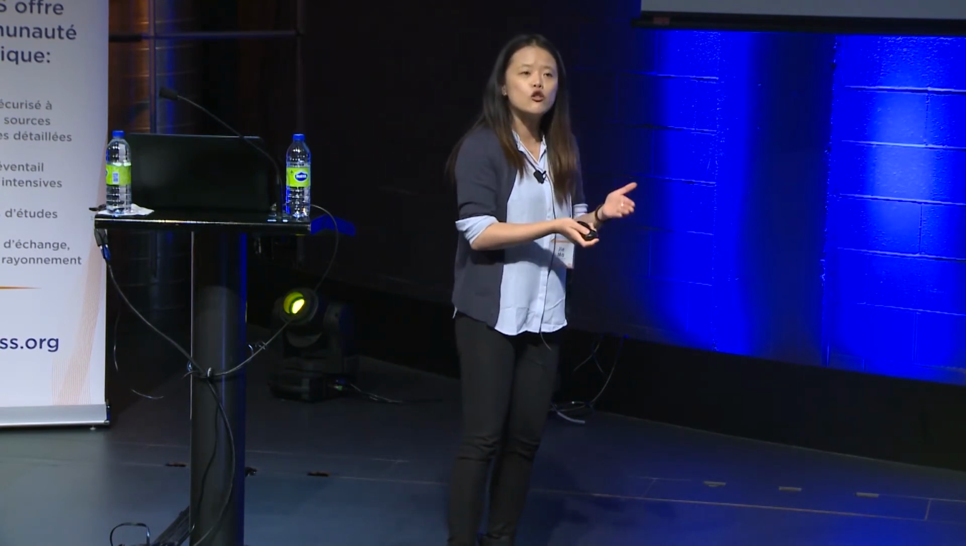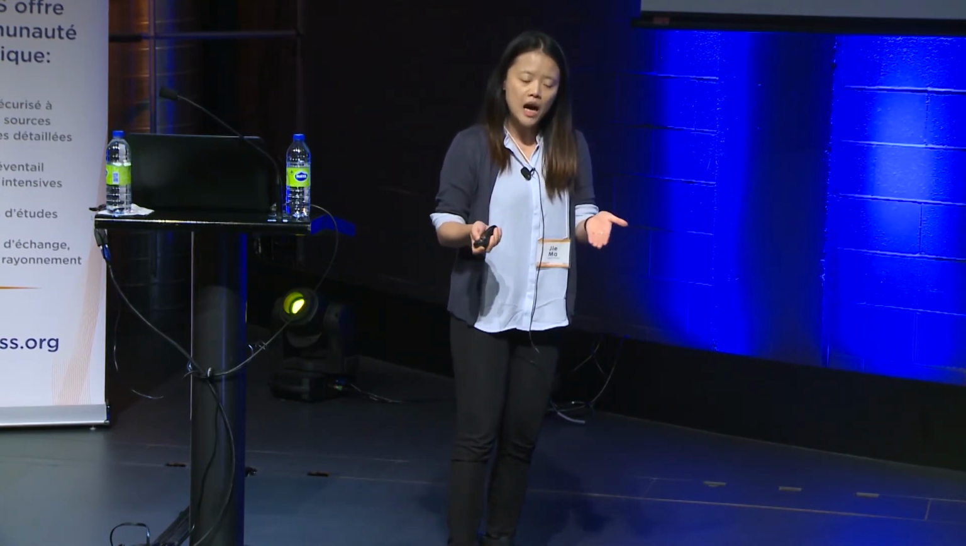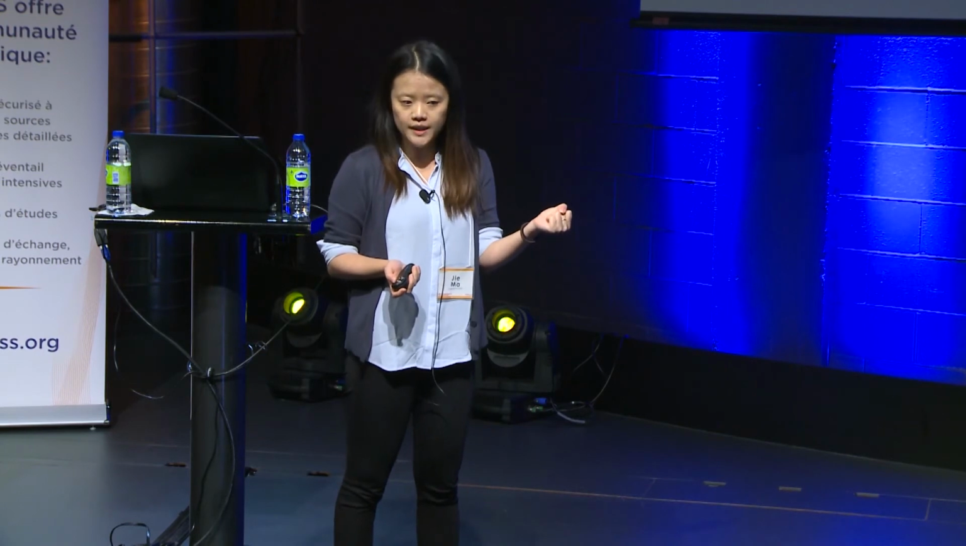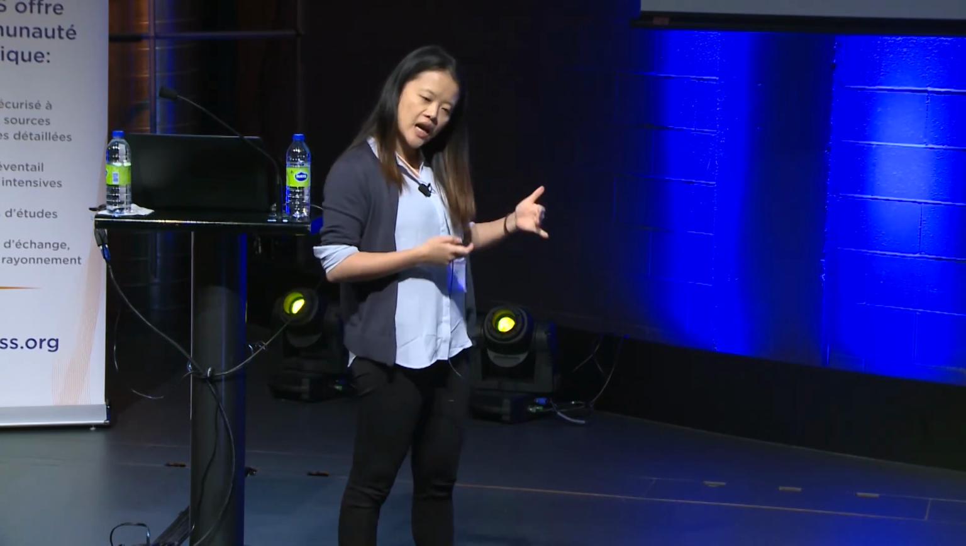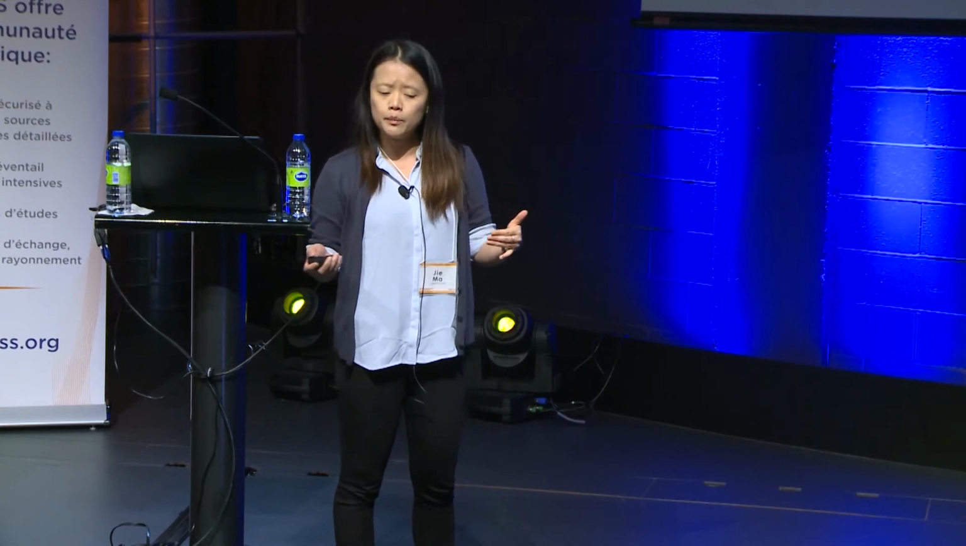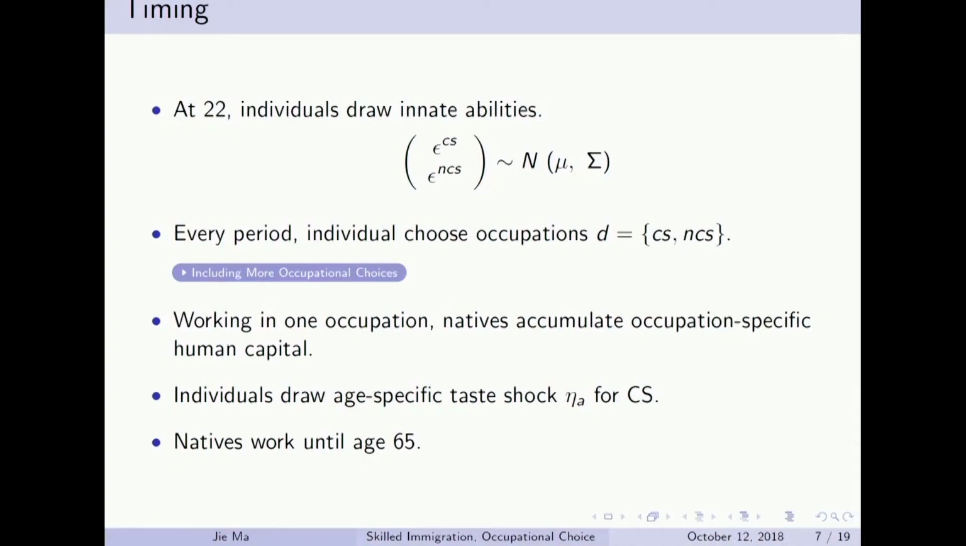Let me briefly walk you through the model. The model starts at age 22, the usual age when high-skilled workers enter the labor market. They enter the labor market with a type, which I call innate ability, drawn from a flexibly specified bivariate normal distribution. Even though I call it innate ability, since it starts at age 22, it also captures all your previous educational investment.